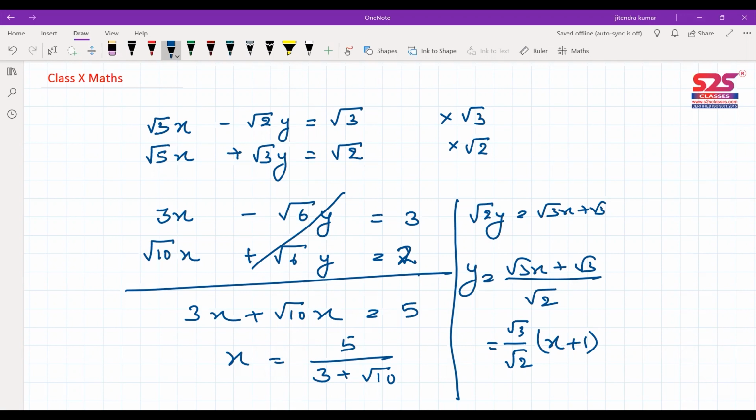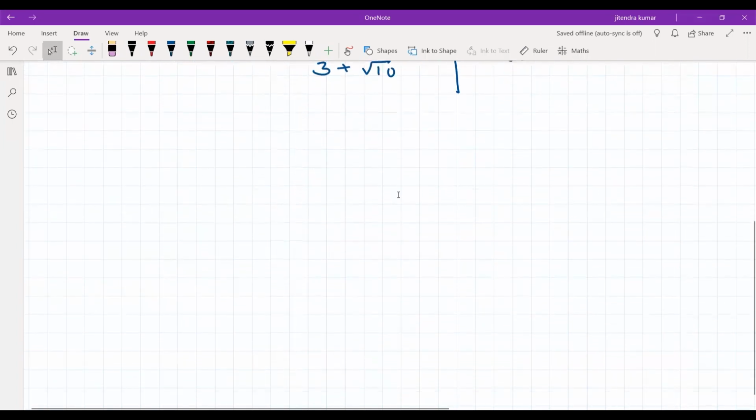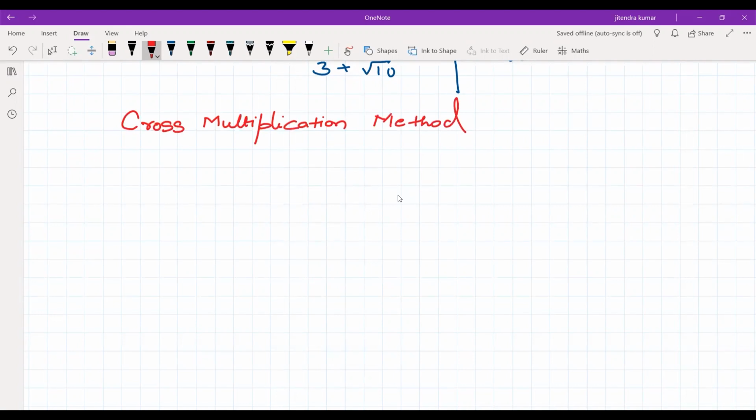Okay, is it done? Now let's move to the cross multiplication method.